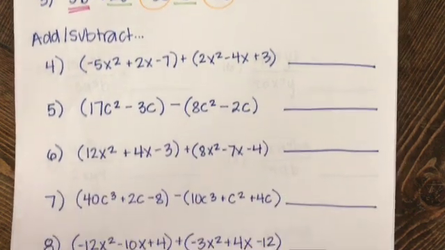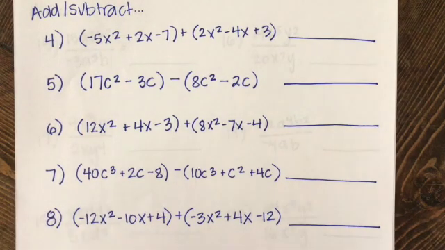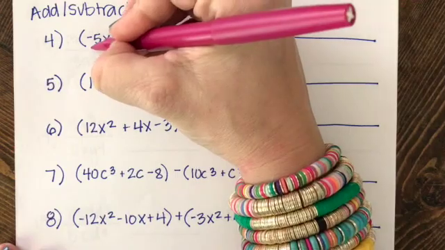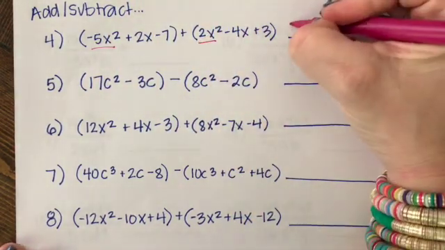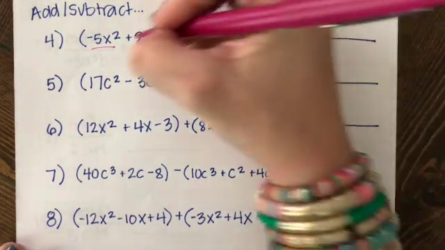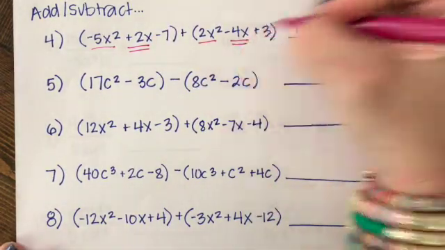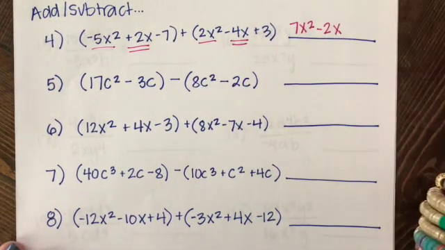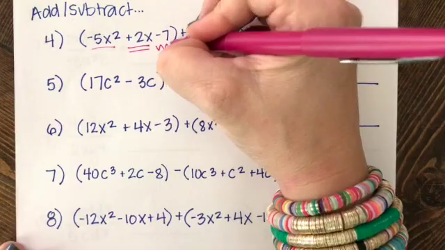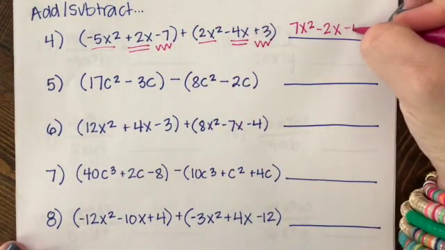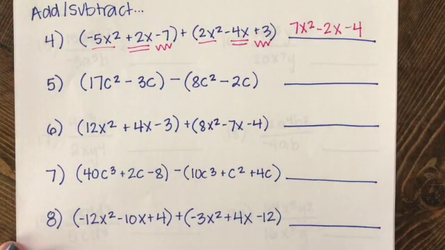So let's look at the next section. Okay, for addition, it's pretty much the exact same thing as what we just did. We're just combining our like terms. 5x squared plus 2x squared is 7x squared. 2x minus 4x is negative 2x. And then negative 7 plus 3 is negative 4.